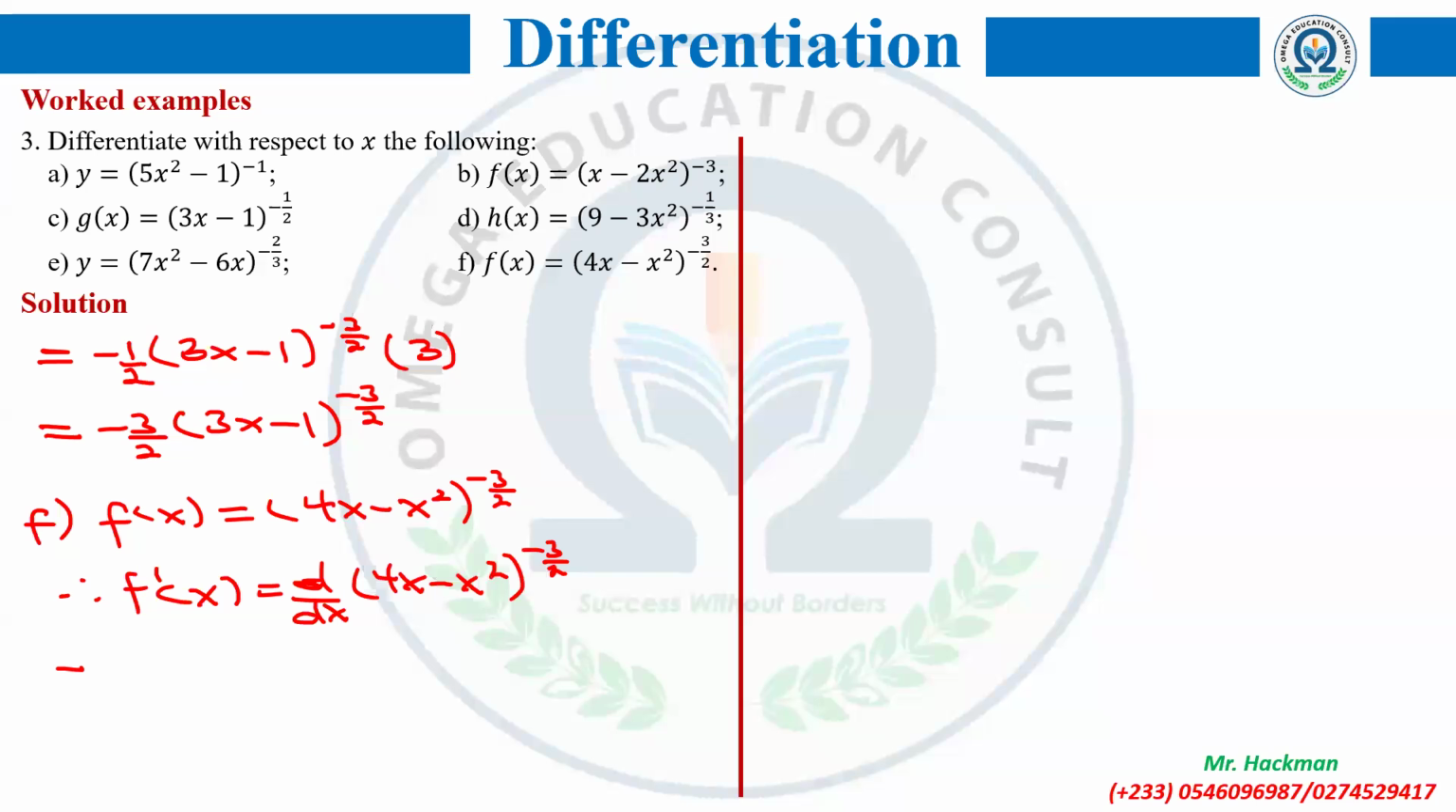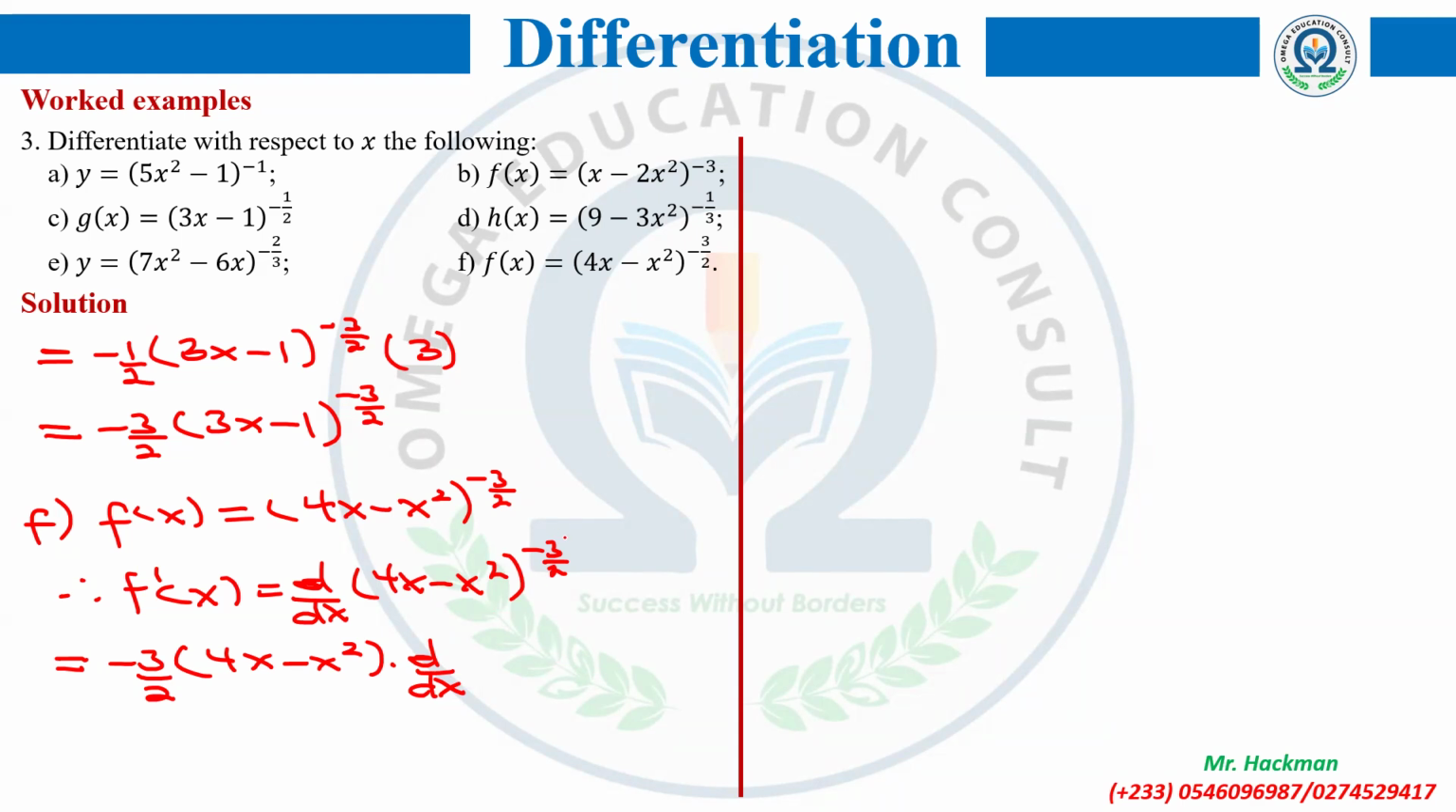So what do we get then? We are going to get, bring the power down, so minus 3 on 2, into what? 4x minus x squared. Then times d dx of what? So you forgot the exponent. Very good. So, Carol, it means now you are alert.